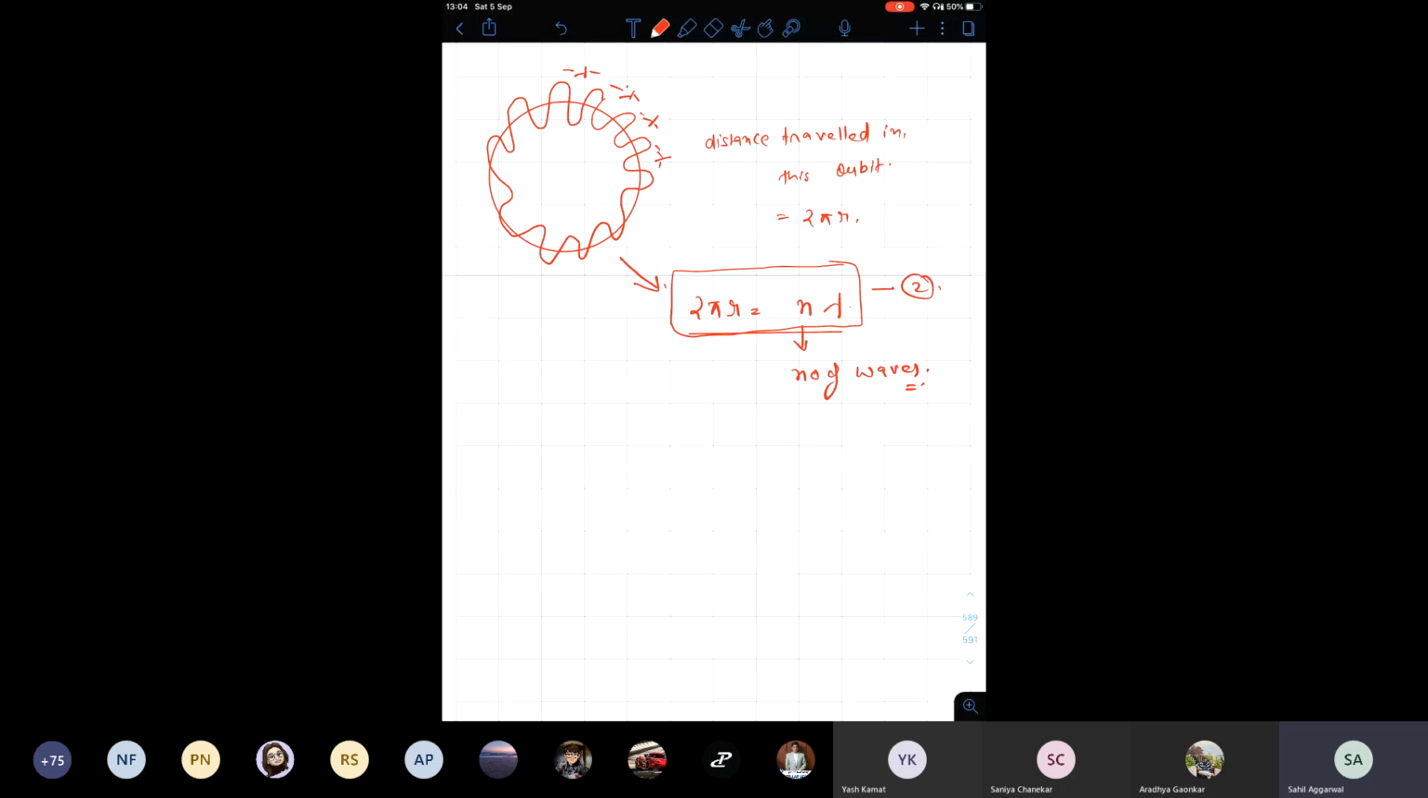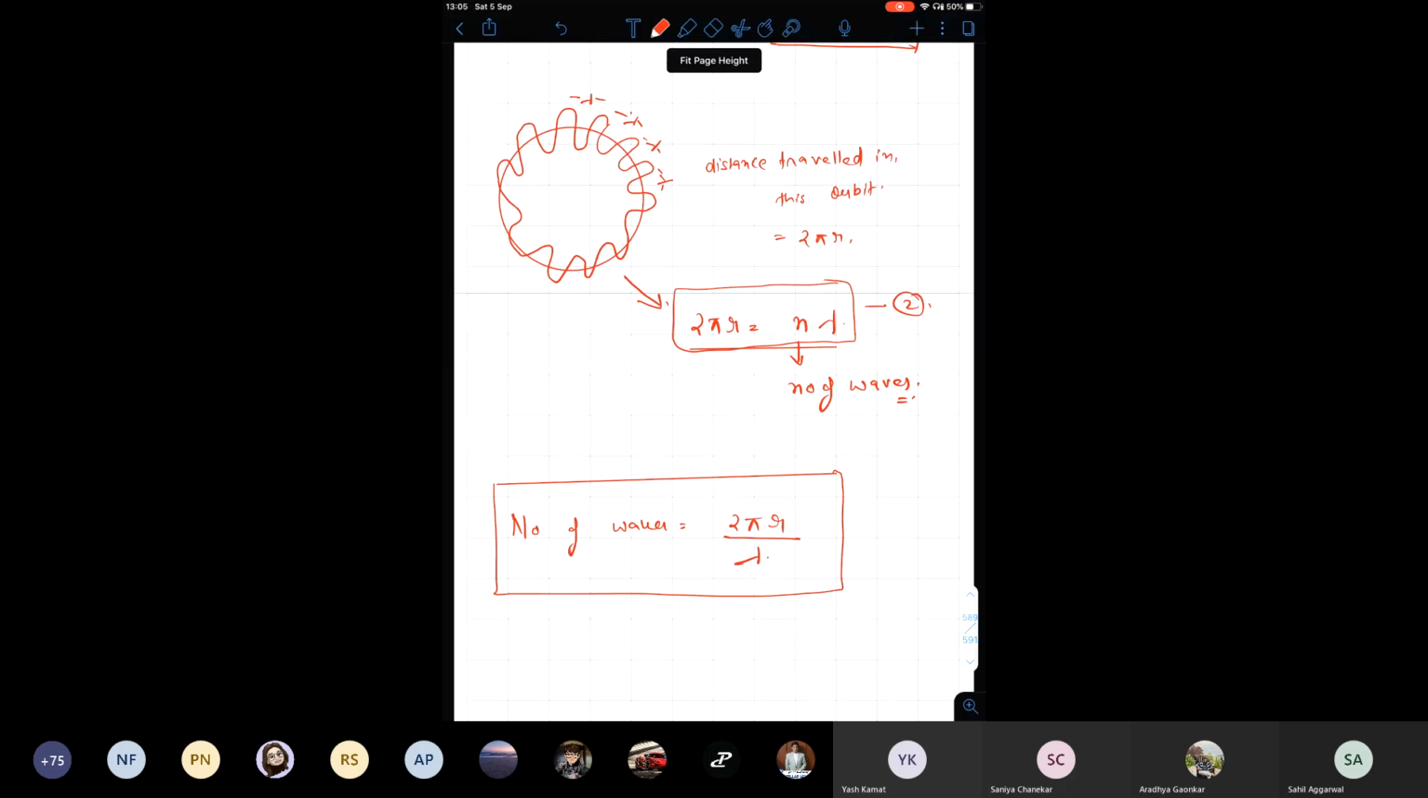So we can say the number of waves is equal to 2 pi r upon lambda. Any doubt in this?